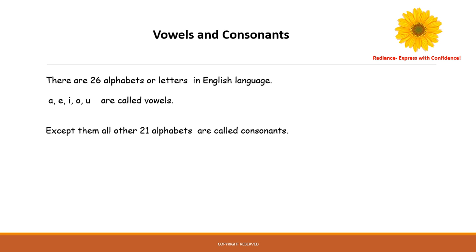Now, first we'll brush up our knowledge about vowels and consonants. As we all know, the English language has 26 alphabets or letters. Out of this, A, E, I, O, U are called vowels, and except them all other 21 alphabets are called consonants. So this we need to understand first. So 5 vowels and 21 consonants.